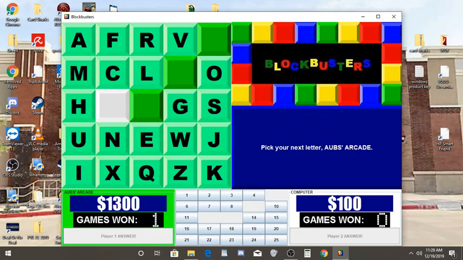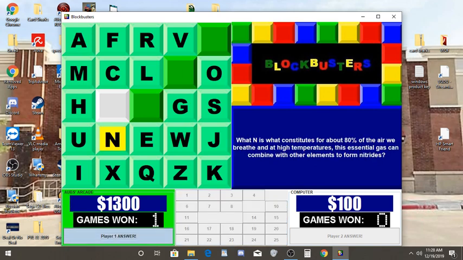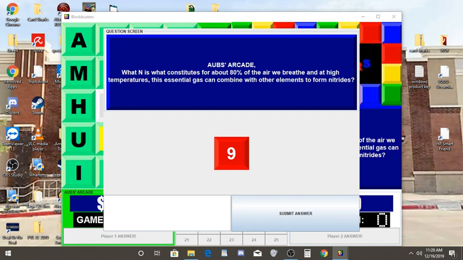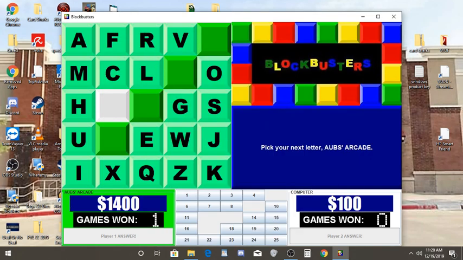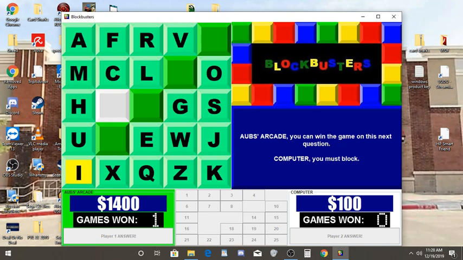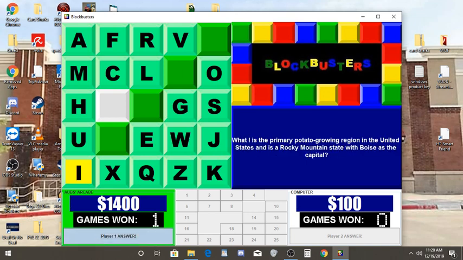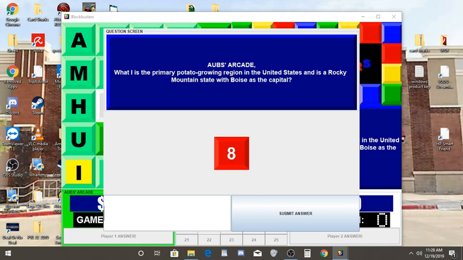Let's go with N. What N is what constitutes about 80% of the air we breathe, and at high temperatures, this essential gas can combine with other elements to form nitrides? Nitrogen. That's correct. Alright, one more. Let's go with I. Alright, for the win. What I is the primary potato growing region in the United States and is a Rocky Mountain State with Boise as the capital? Idaho.